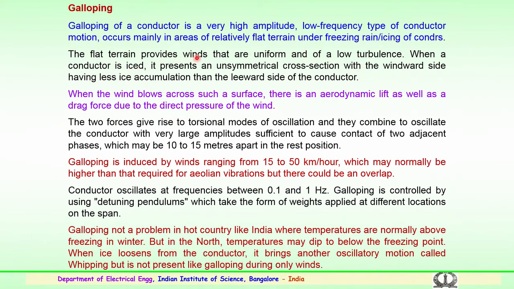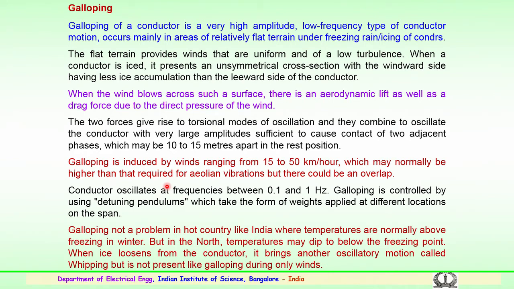The flat terrain provides winds which are uniform and of low turbulence, so not much velocity. When the conductor is loaded with ice, it presents an unsymmetrical cross section with the windward side having less ice accumulation than the leeward side of the conductor. So, when the wind blows across such a surface, there is an aerodynamic lift; the conductor sees a lift as well as a drag force. This is due to the direct pressure of the wind on the conductor which is loaded with the ice.